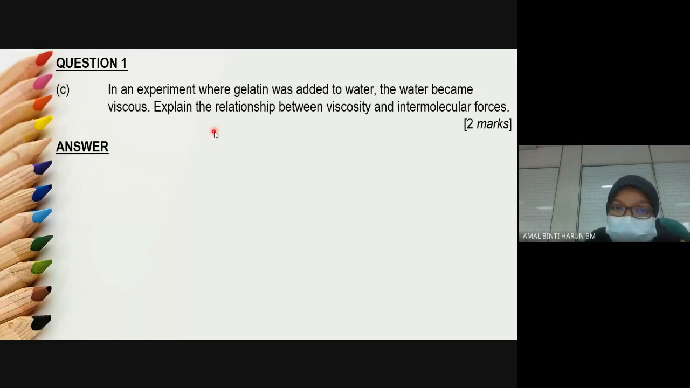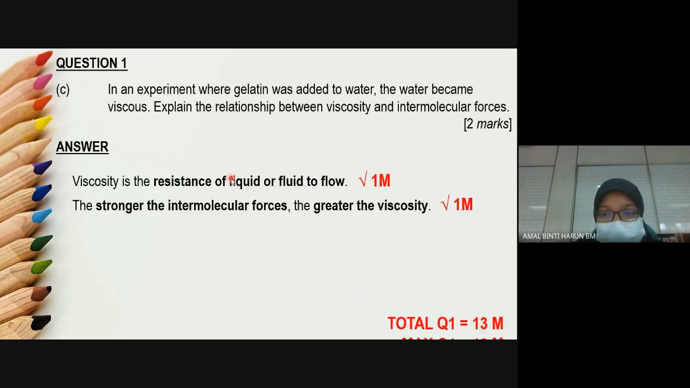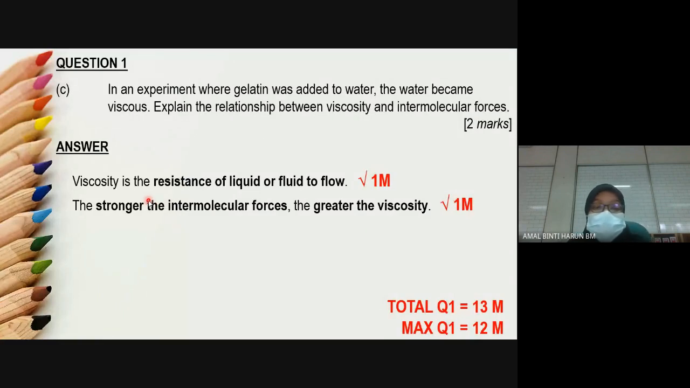Next is an experiment where gelatin is added to water, so the water becomes viscous. What is the relationship between viscosity and intermolecular forces? Have we discussed this before? Yes. It is the same as before, right? Viscosity is the resistance of a liquid to flow. If the intermolecular forces are strong, the molecules hold each other very strongly, so the viscosity will be higher. It is difficult to flow.